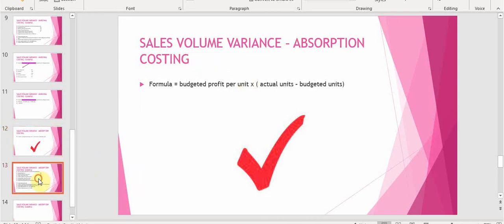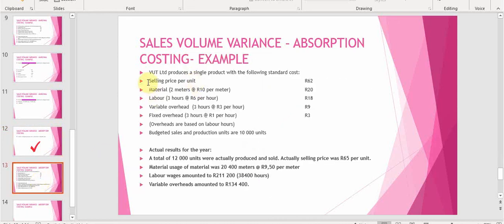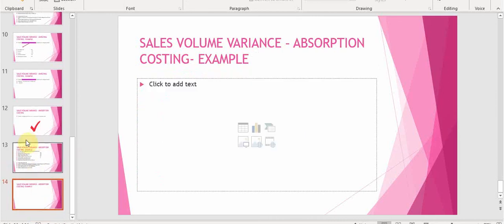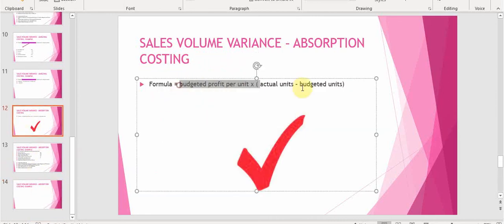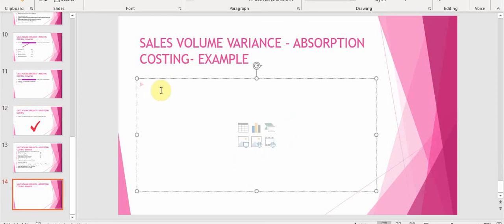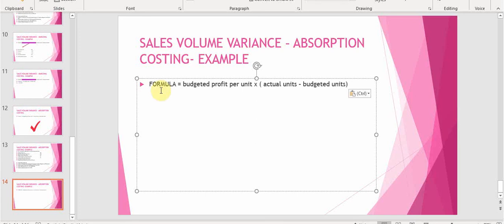Again, I have copied the example in here and now you will see that the example has fixed overheads that were included under the budgeted cost. So now we need to apply the formula and minus the fixed cost to get to not marginal income, but rather budgeted profit. So I'm just going to copy the formula in, and then we're going to solve it. As you can see, it's really not hard. You just need to keep your mind together.